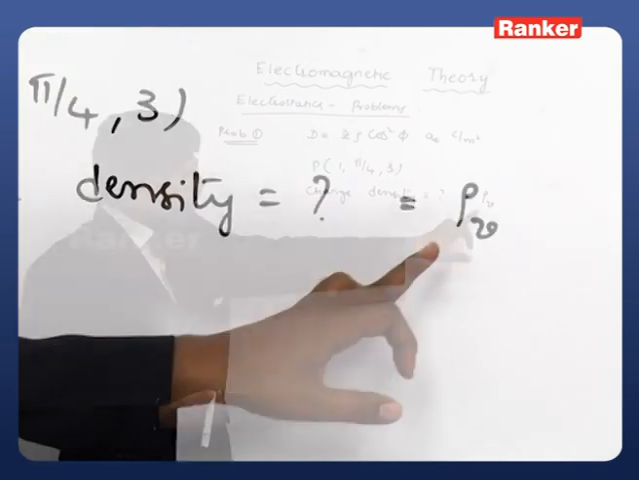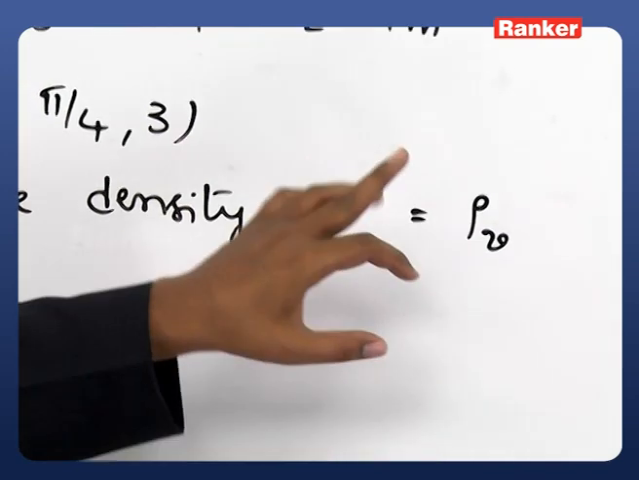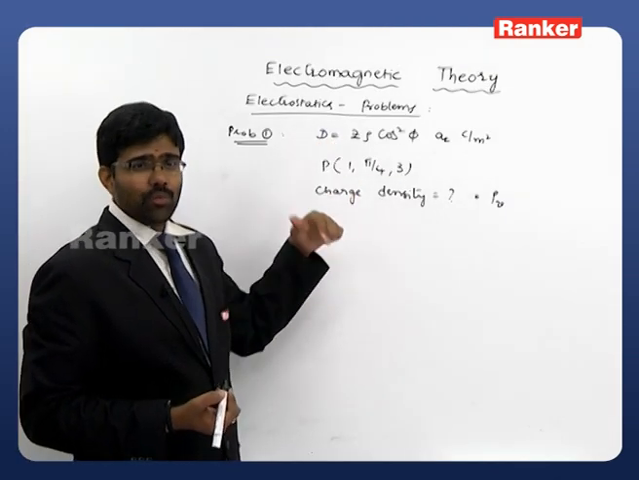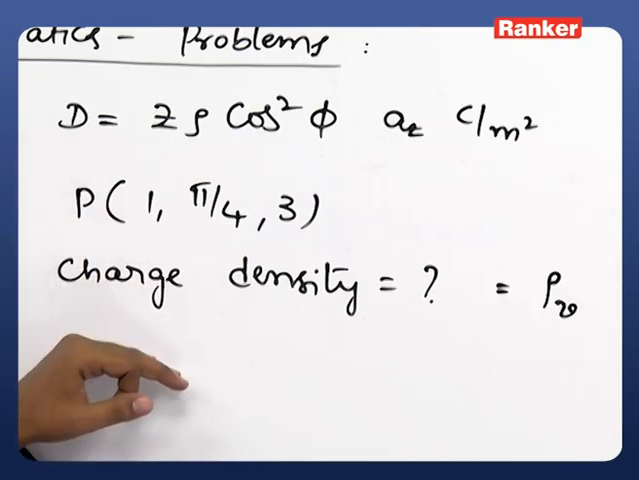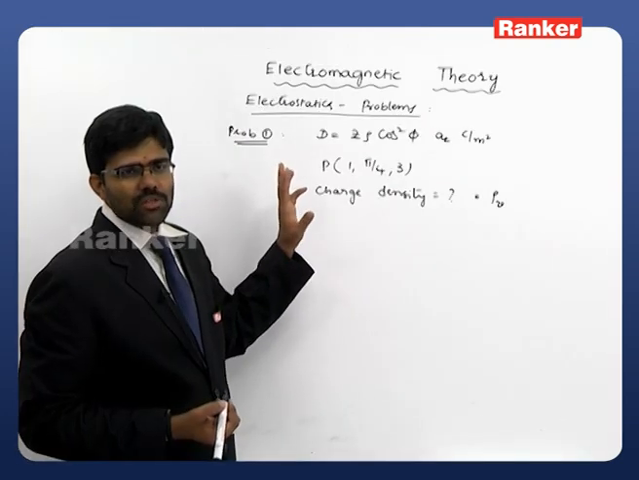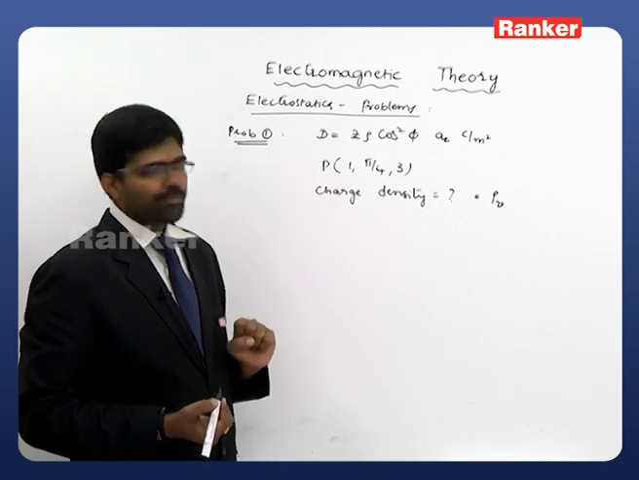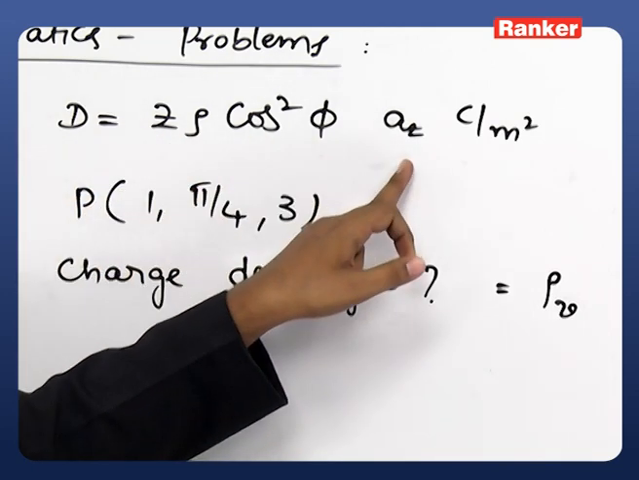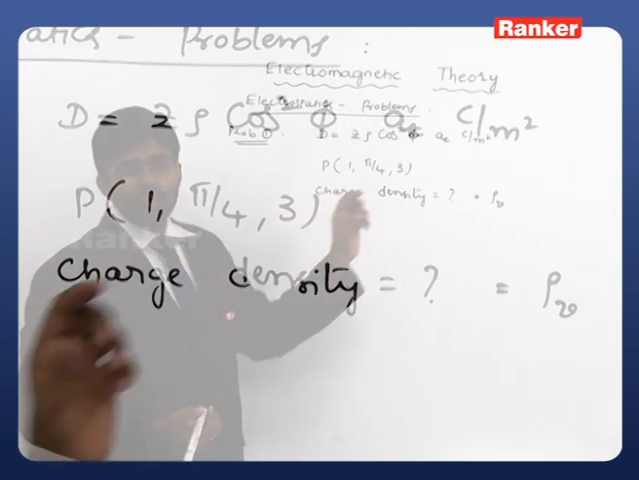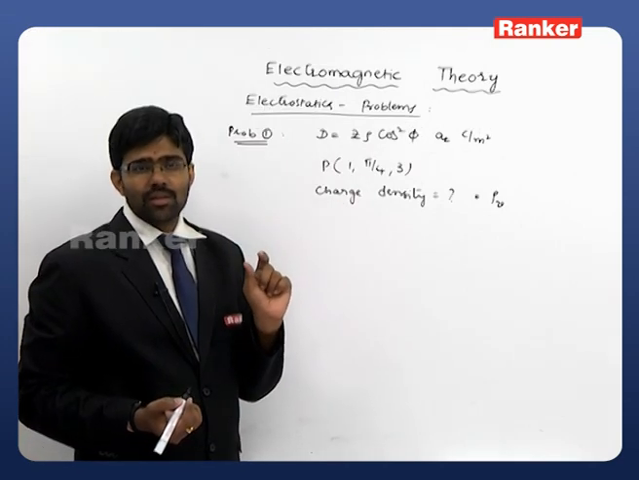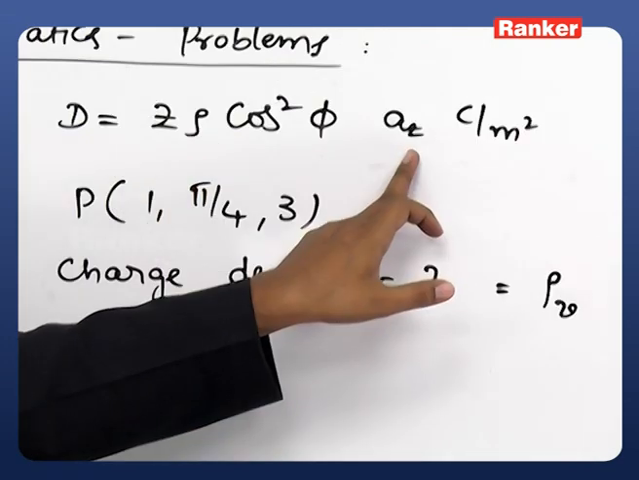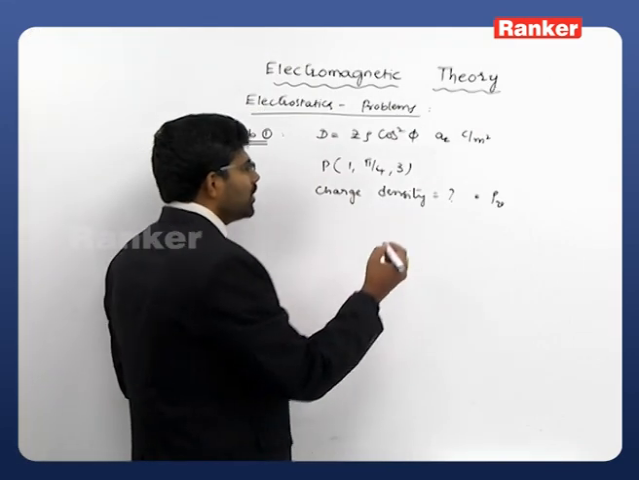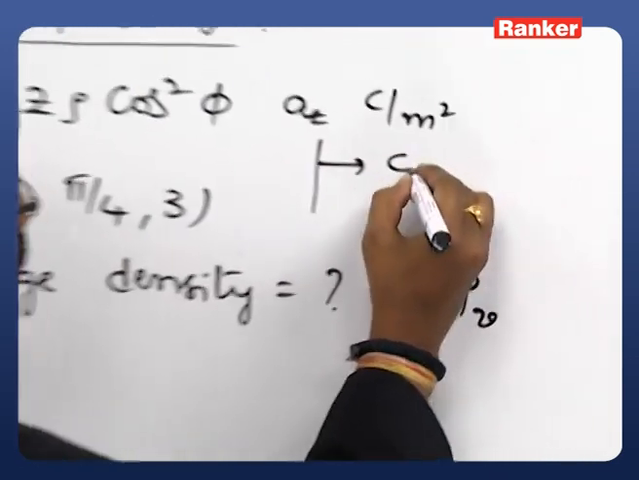Before calculating this volume charge density, we need to observe a few more points: in which coordinate system the parameters are given, and where we have to calculate the charge density or electric field intensity. So first observe in which coordinate system the given parameters are. D is given as z rho cos square phi a_z. The unit vectors give us important information related to the coordinate system. Here the unit vector is a_z.